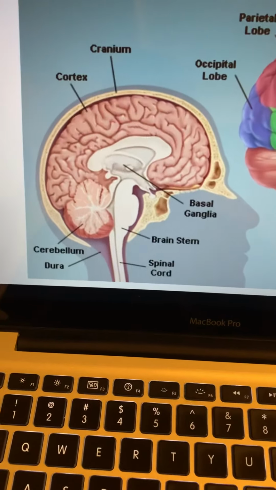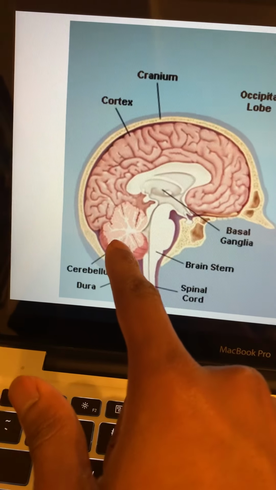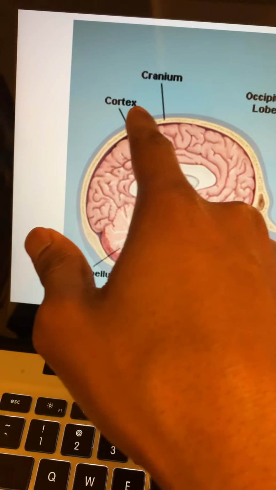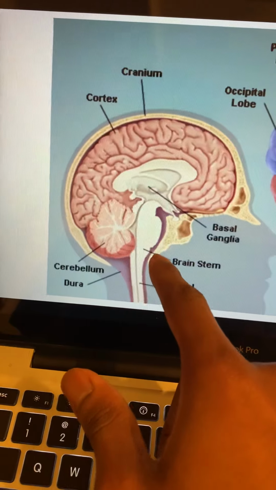And it's just another image of the brain. You see your cerebellum in the back, posterior portion. You have your cortex at the top. The outer portion of the skull is just the cranium, spinal cord, and brain stem.